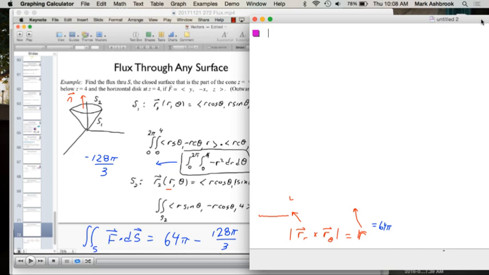Okay, so what will be the alternative way to do this? We have a closed surface. We need the flux through a closed surface. We can also do that as the triple integral of the solid that it encloses, right? Of the divergence.